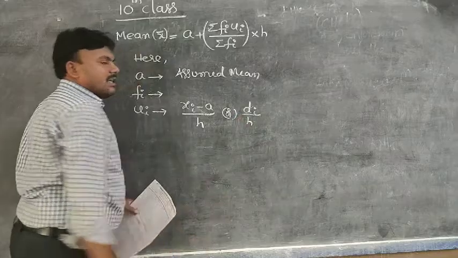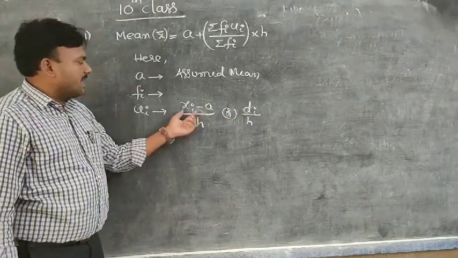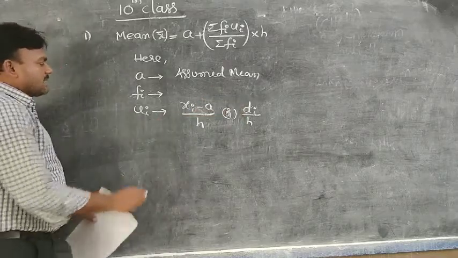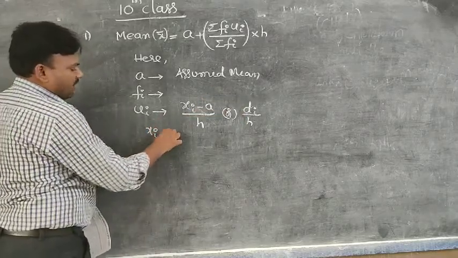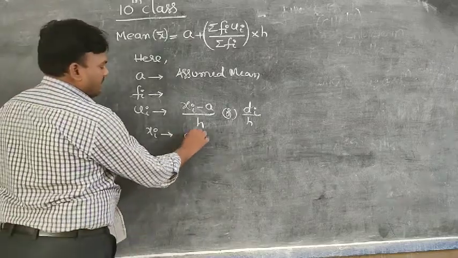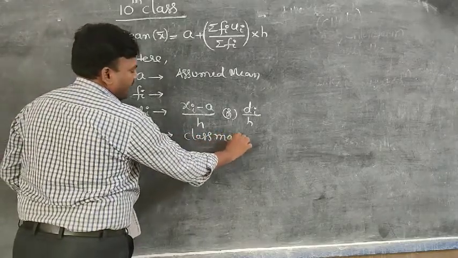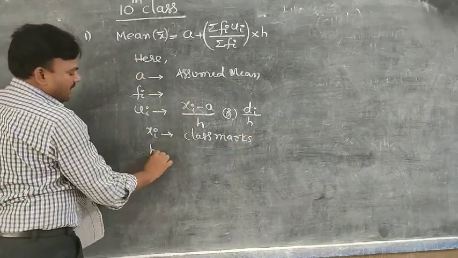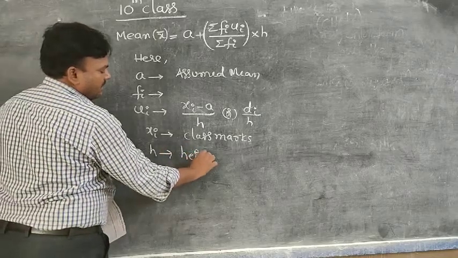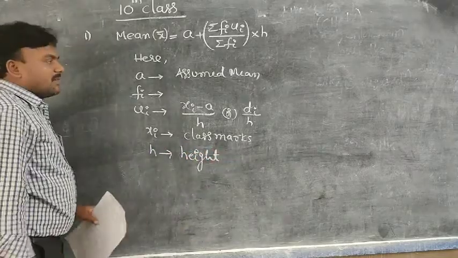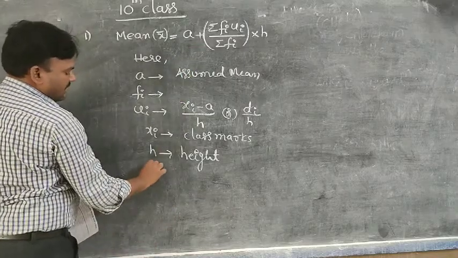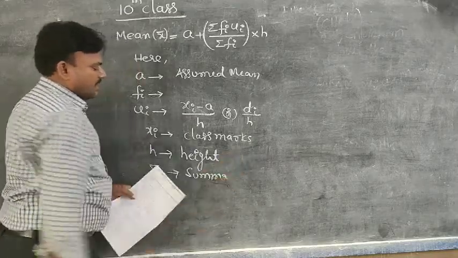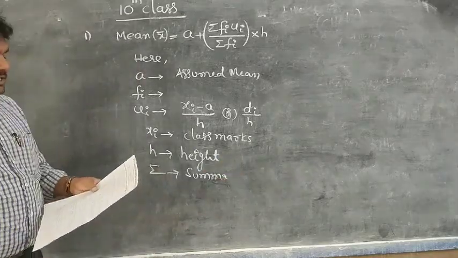We know that di means deviations. The deviation formula is xi minus a. So you can express either this or that one, anyone. Here xi means class marks or mid value of a class interval, class marks of i items. A means assumed mean. Here h represents height of the class or size of the class. And also observe the symbol sigma. Sigma represents summation. This is the first question solution.